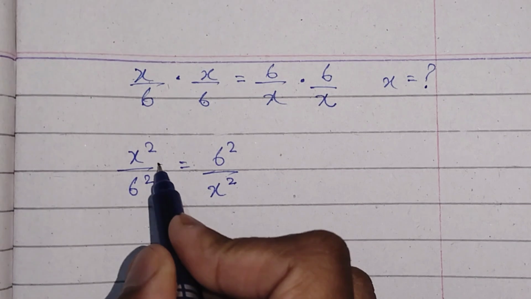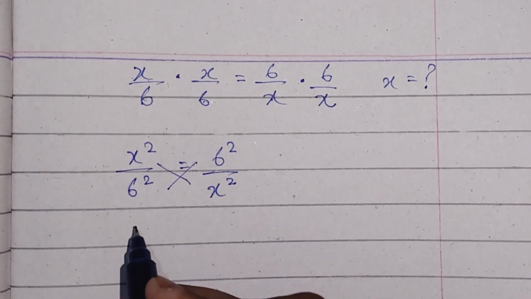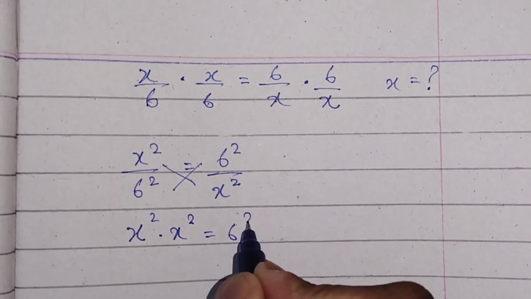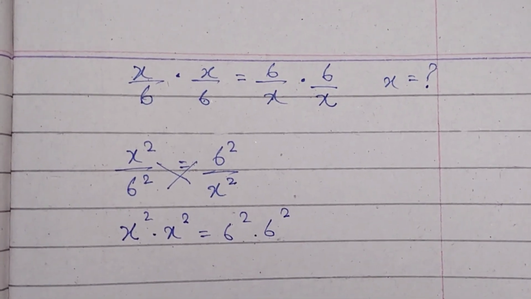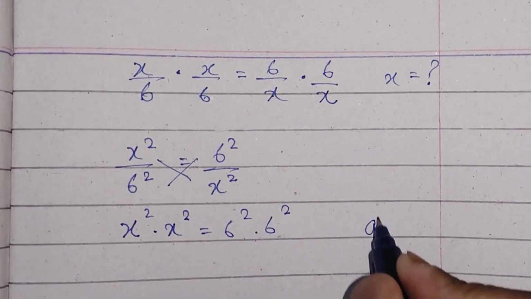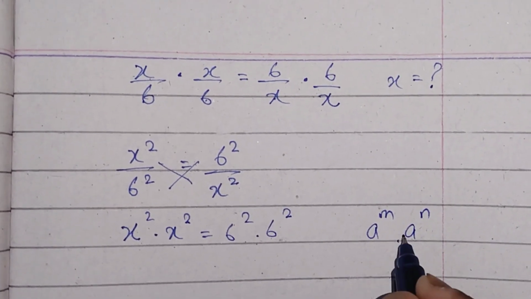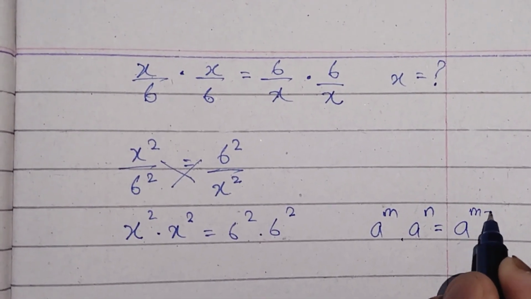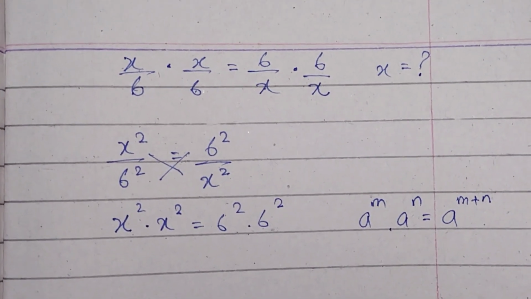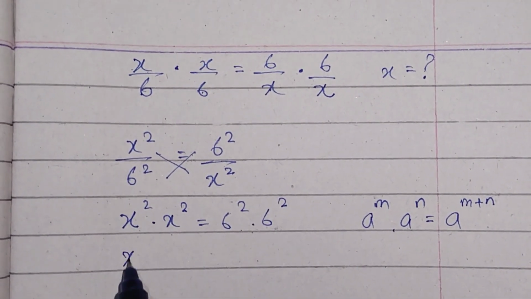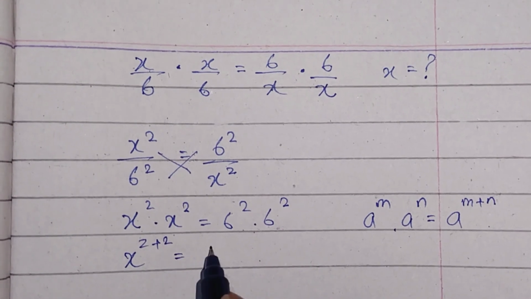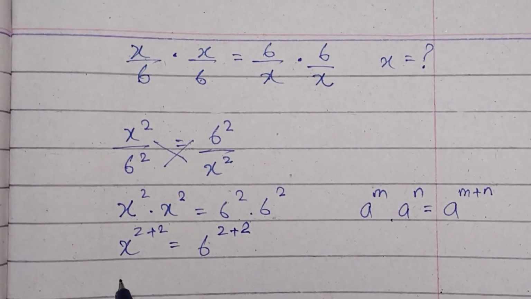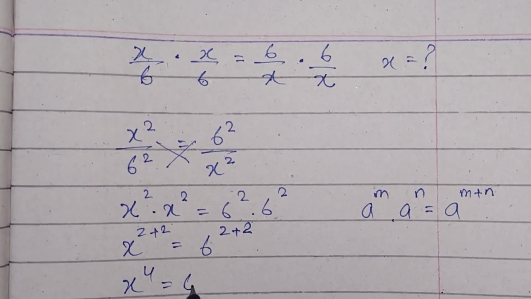Now we will cross multiply. It becomes x square times x square equals 6 square times 6 square. This is the basic formula that a power m times a power n with the same base and different powers, then the powers will add up, a power m plus n. So here these powers will add up, 2 plus 2, 2 plus 2. So it becomes x power 4 equals 6 power 4.